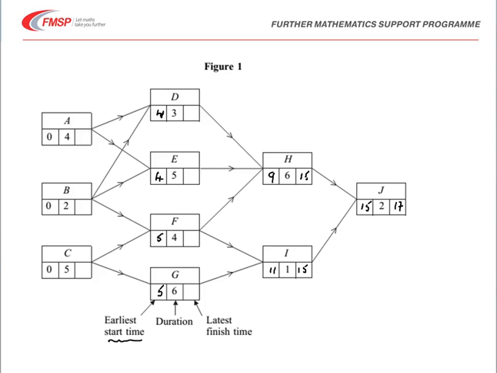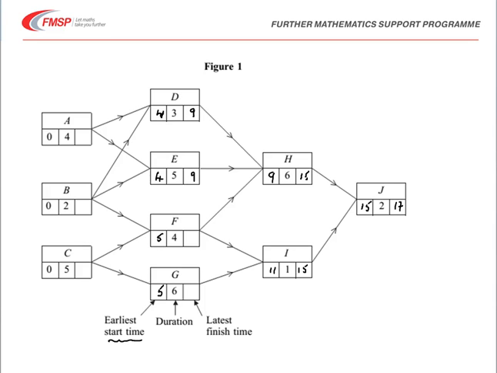Now again, working towards D, that's coming backwards only from H, so we've therefore got 15 this time minus the 6 in H, giving us a latest finish time at D of 9. That's repeated for E, which can only be reached backwards from H, so that is also 9.